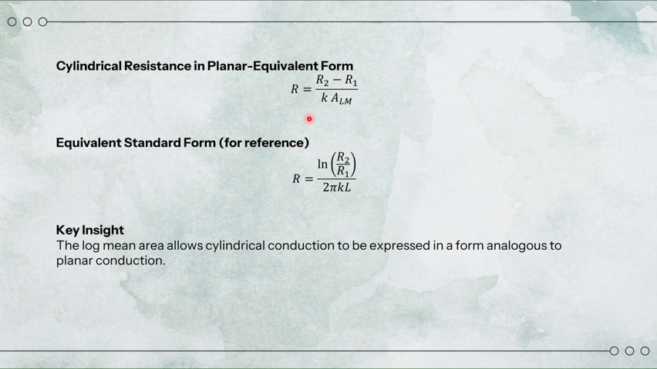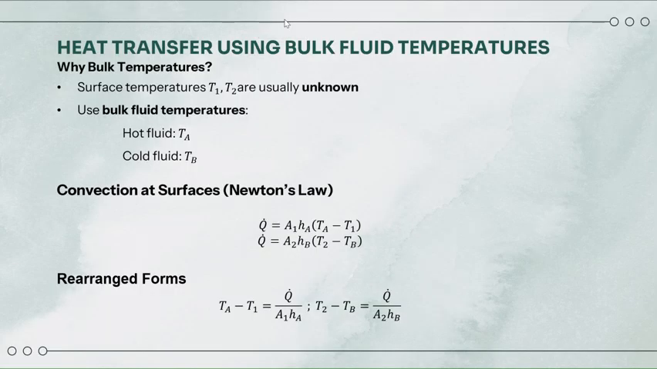Putting the value of log mean area into resistance, we arrive at the expression resistance equal to (r2 minus r1) divided by k times log mean area. As I have already told, the log mean area allows cylindrical conduction to be expressed in a form analogous to planar conduction. Now we are going to see heat transfer using bulk fluid temperatures. Why bulk temperatures? Because surface temperatures T1, T2 are usually not known.